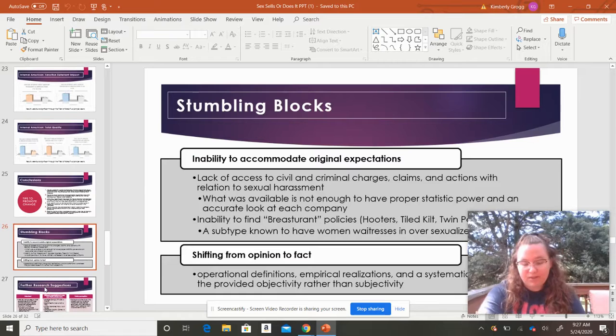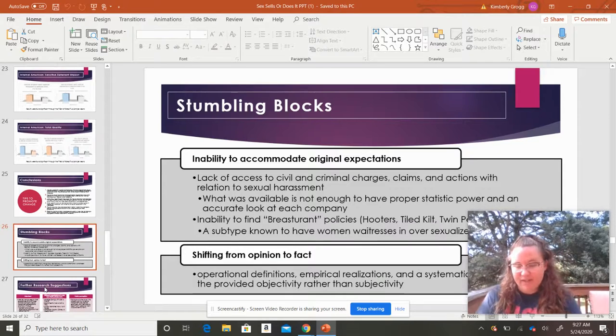There's a lot of stumbling blocks. You'll find that in your research too. You just kind of have to fake it till you make it and roll with the punches. Shifting from opinion to fact is very important within content analysis, so having very set operational expectations, definitions, and empirical realizations really helps. And the other thing is I had to be willing to accommodate the fact that my original expectations weren't able to be followed through with.